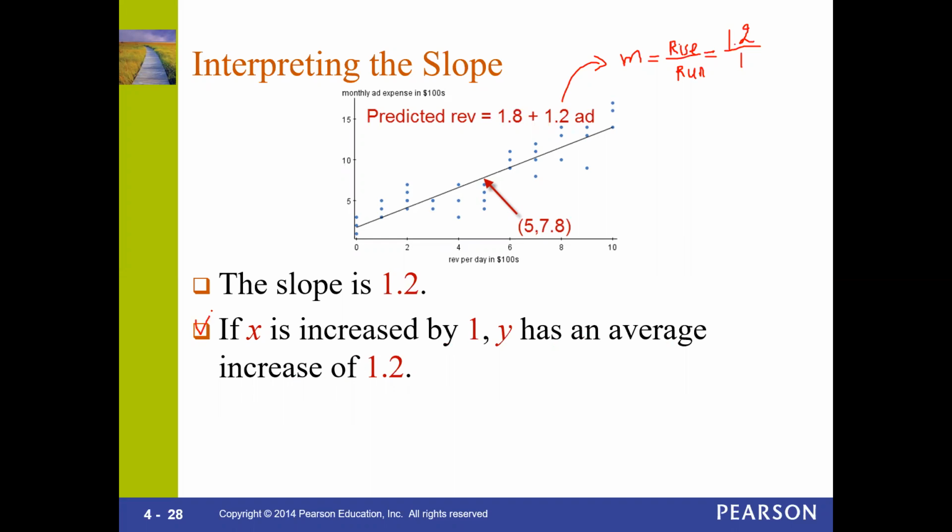This is the best way to say it, because x is supposed to be the independent variable. Earlier I wanted the dependent variable first. This one is the independent variable, and the other one is the dependent variable. We're going to use that concept next time. So for any increase of 1 unit in x, y has an average increase of 1.2.